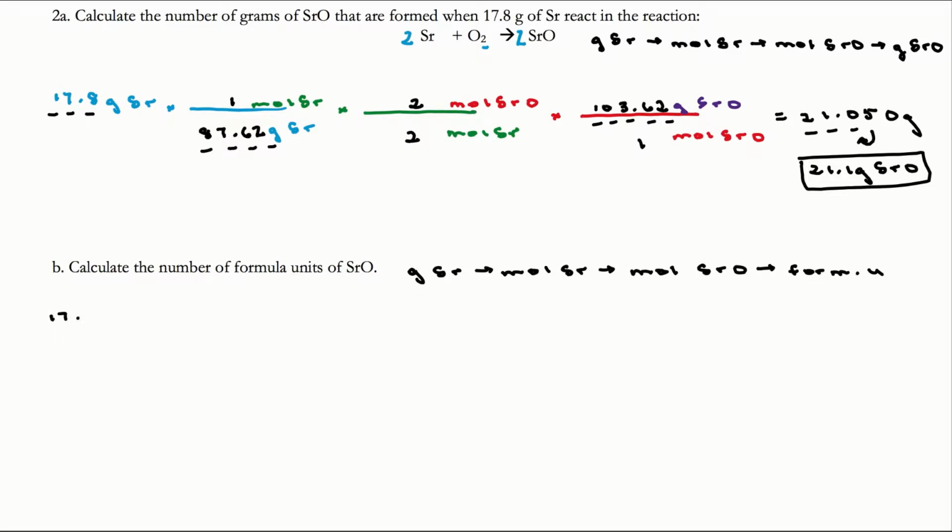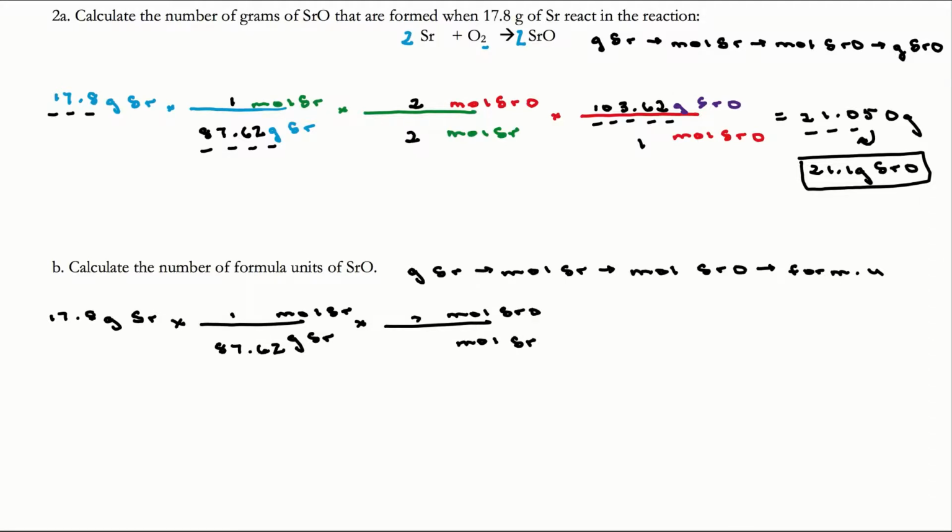Well, the only thing that would be different, okay, I'm going to quickly rewrite what I had down here. So I have 17.8 grams of strontium. I'm going to first get into moles of strontium. Then I'm going to get into moles of strontium oxide. So I'm just recopying what I had up above. Okay. Now I'm at this awkward point where I'm in moles of strontium oxide, and I now need to get into formula units.